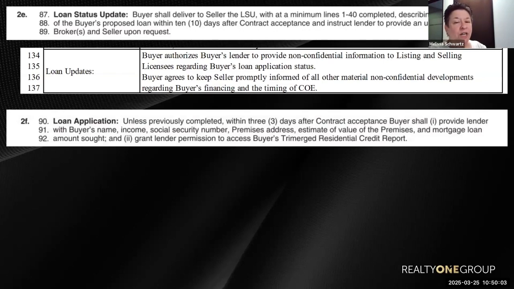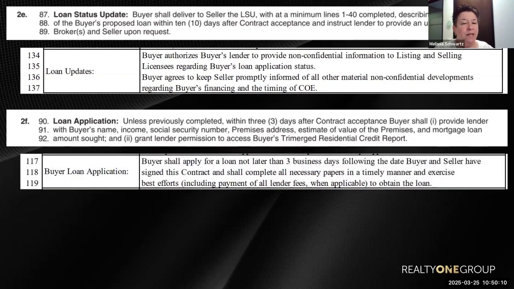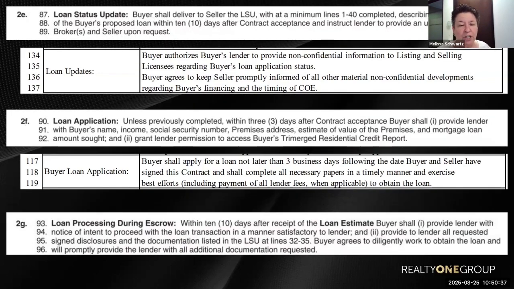So loan application, unless previously completed. So that's what's on the AAR contract, right? 3 days. In the non-member, it says buyer shall apply for a loan not later than 3 business days. So they just added a little twist there. It's not 3 days, it's 3 business days. So if you go under contract on a Friday, they don't have to finish their stuff till Wednesday, right? To put that application in. The other buyer on an AAR has to be doing that by Monday. Does that make sense? Okay. So little twist with language there.